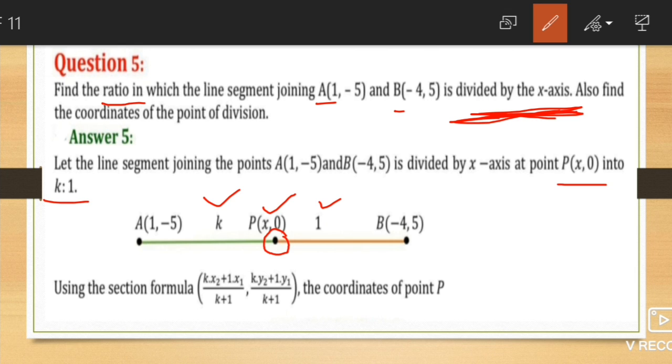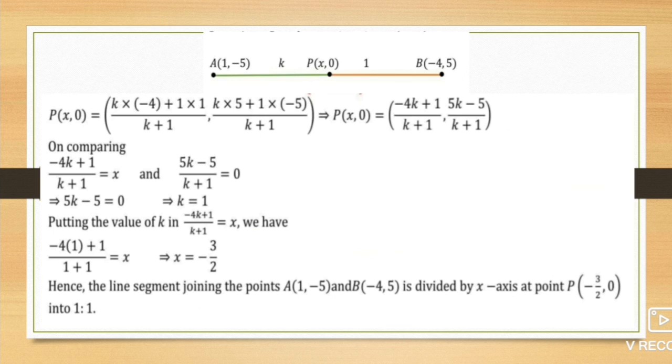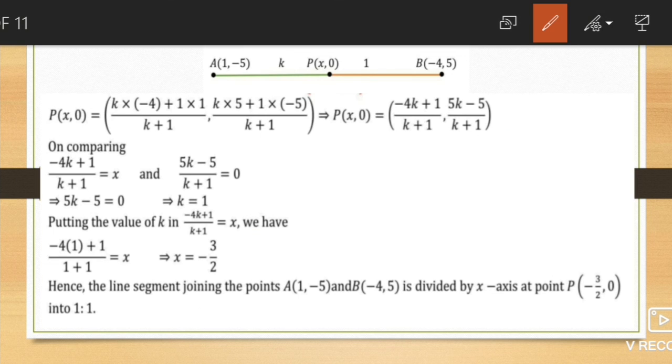Now you can use the section formula. By the section formula, the coordinate of P is (k into minus 4 plus 1 into 1) by (k plus 1) for the x coordinate, and for the y coordinate (k into 5 plus 1 into minus 5) by (k plus 1). And the coordinate of P is given as x comma 0. Again, they both are the coordinates of the same point P, so they must be equal. The x coordinate and y coordinate must be equal.